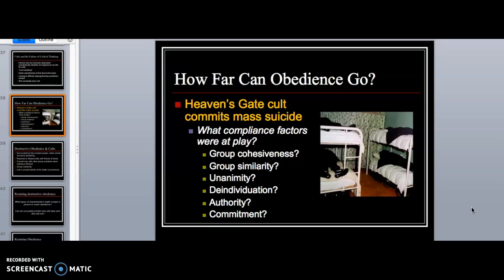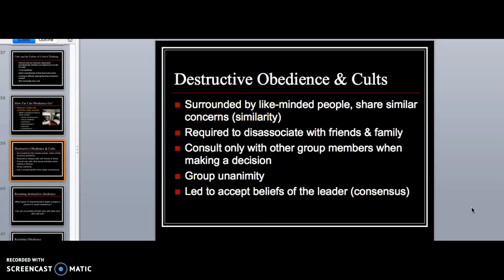Group cohesiveness was huge. So was similarity, unanimity, people making unanimous decisions together. There was a lot of deindividuation going on, like I'm not responsible for my actions, someone else is. They were complying with authority figures, namely the leader of the group, and they were making huge commitments. They all left their homes and their families to go out to this place and be a part of this cult, and they were cut off from the rest of society. Cults can be destructive in this way.